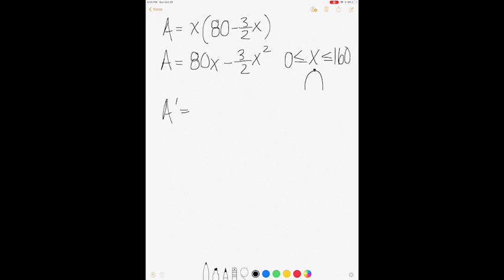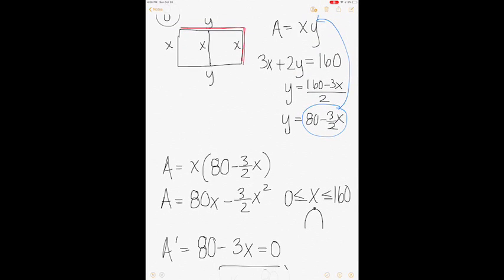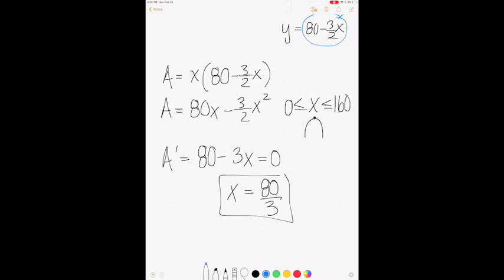Alright, A prime, set that equal to 0, subtract 80, divide by 3, 80 over 3. But I need the Y value as well, so let's see, Y was 80 minus 3 halves x. Alright, my Y value ends up being 40.